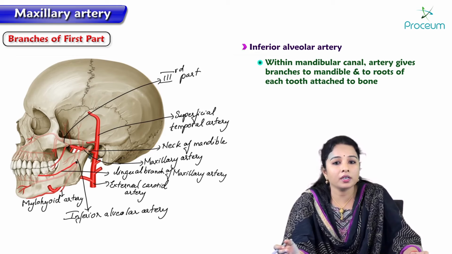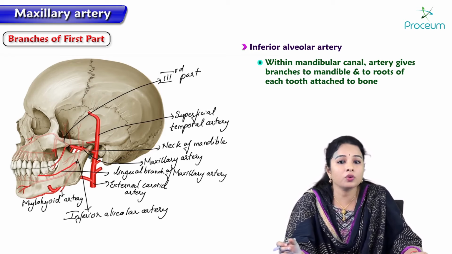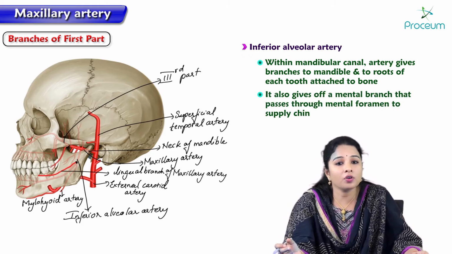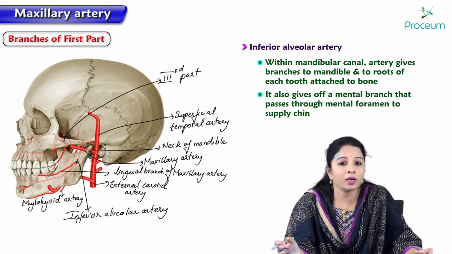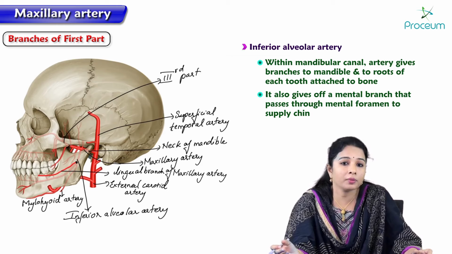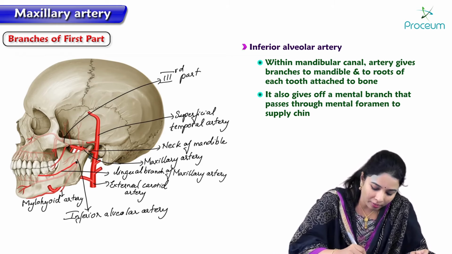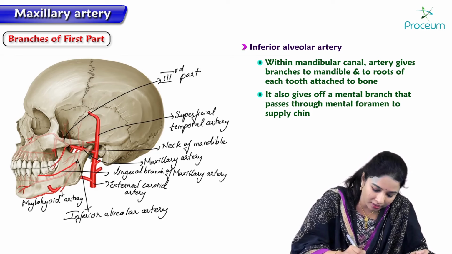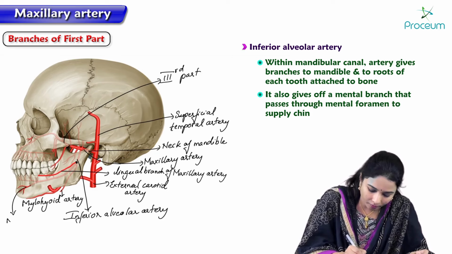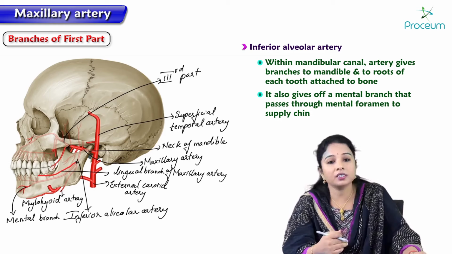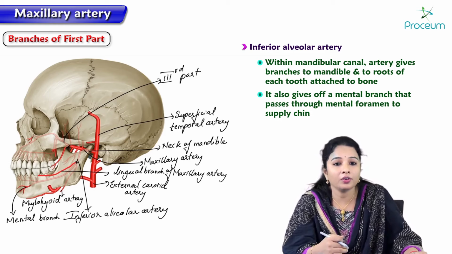Within the mandibular canal, the artery gives off branches to the mandible and to the roots of each tooth attached to the bone. It also gives off a mental branch that passes through the mental foramen to supply the chin. So, terminally it exits through the mental foramen as the mental artery. So, that is the termination of the inferior alveolar artery.